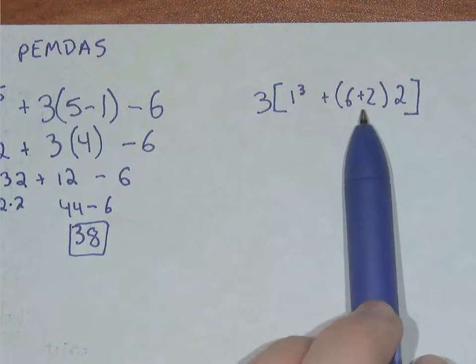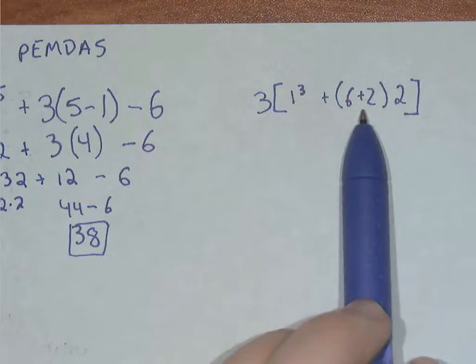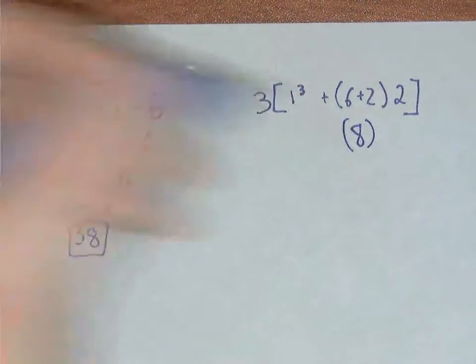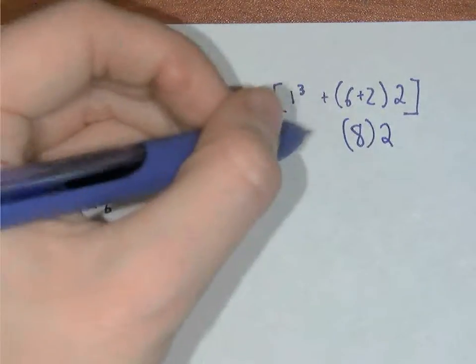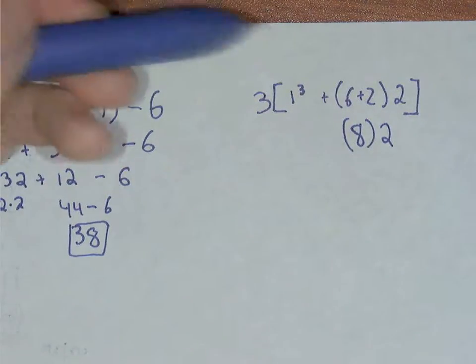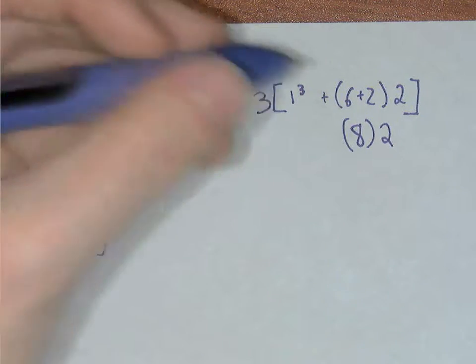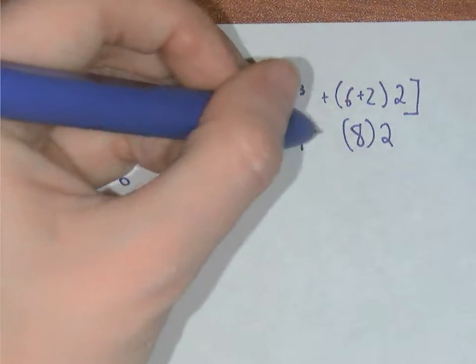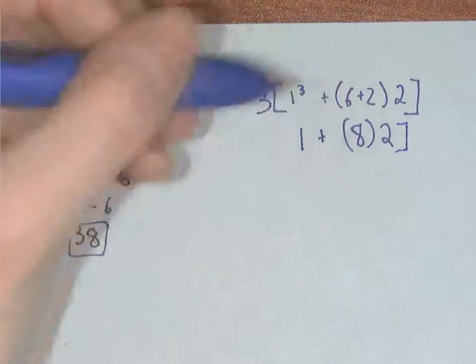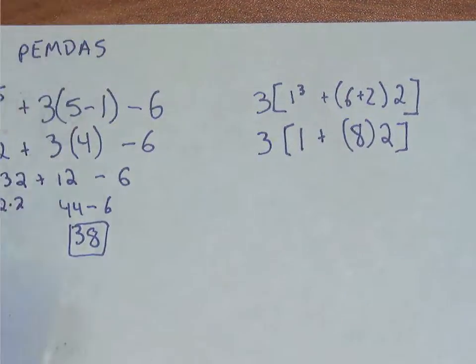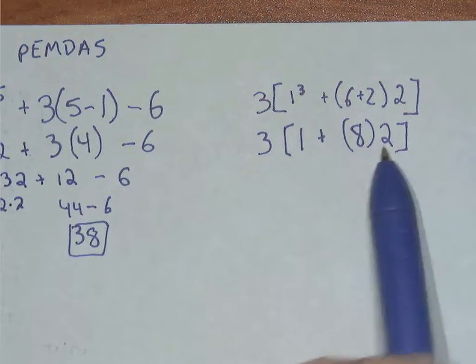So our first set of parentheses, our most inside set, says 6 plus 2. We know 6 plus 2 is 8. So we're going to keep that like that, 8. And there's a 2 on the outside, and there's a 1 to the 3rd. And I'm just going to get that exponent right out of the way. So 1 to the 3rd is 1 times 1 times 1, which is just 1. So I've got 1 plus 8 times 2, and it's still inside of my square brackets, and there's still a 3 on the outside. Then I'm going to finish up the inside of my square brackets.